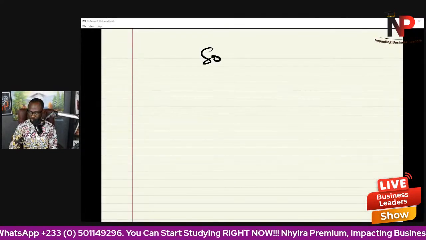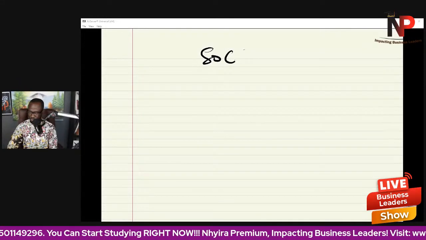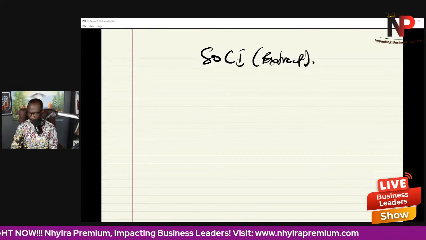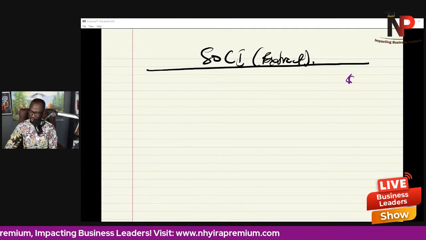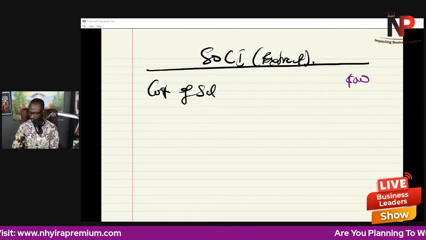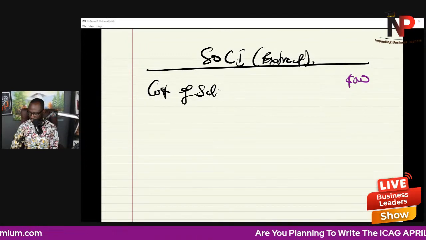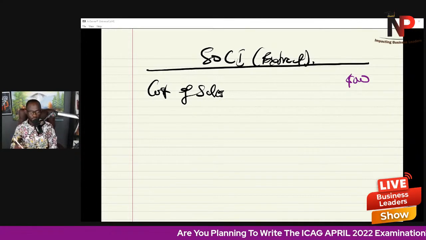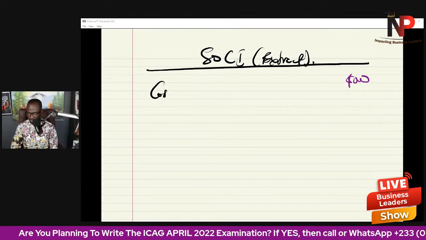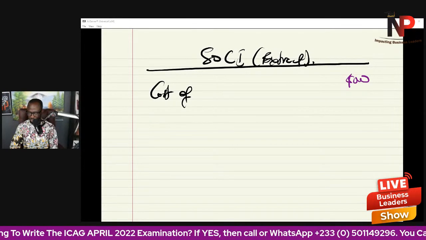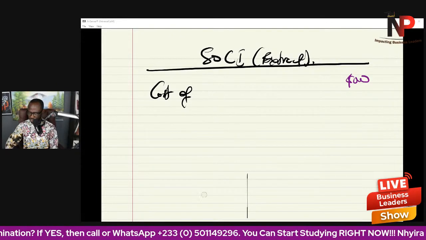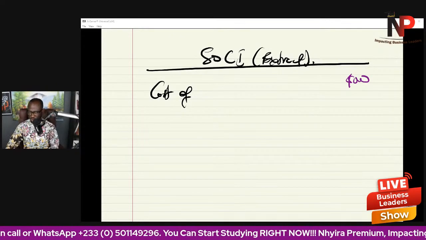So statement of comprehensive income. There's an extract. Bring in our currency sign. So cost of sales. Now, let me say this. Presentation is very important when you are dealing with financial reporting and corporate reporting. So you have to be mindful of the way you present your work generally.